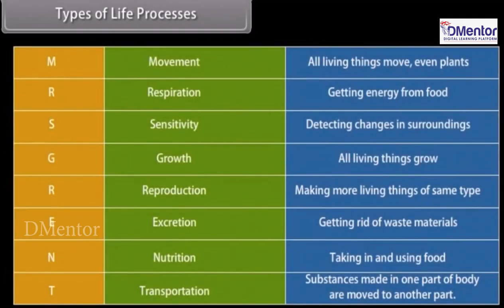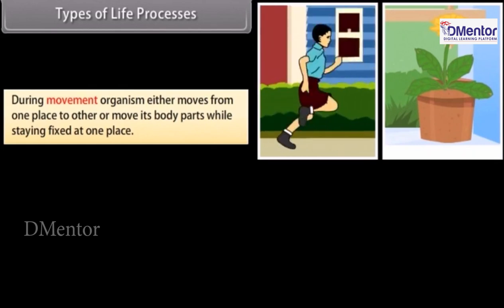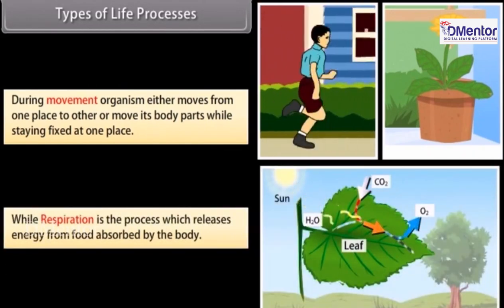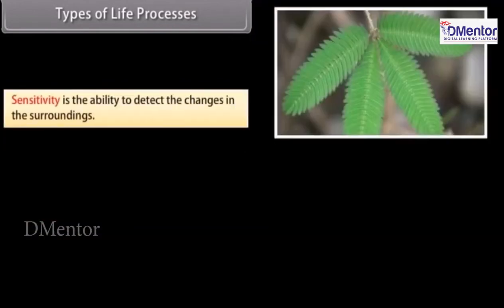Types of life processes. There are the following basic life processes: movement, respiration, sensitivity, growth, reproduction, excretion, nutrition, transportation. During movement, an organism either moves from one place to another or moves its body parts while staying fixed at one place. Respiration is the process which releases energy from food absorbed by the body. Sensitivity is the ability to detect changes in the surroundings.